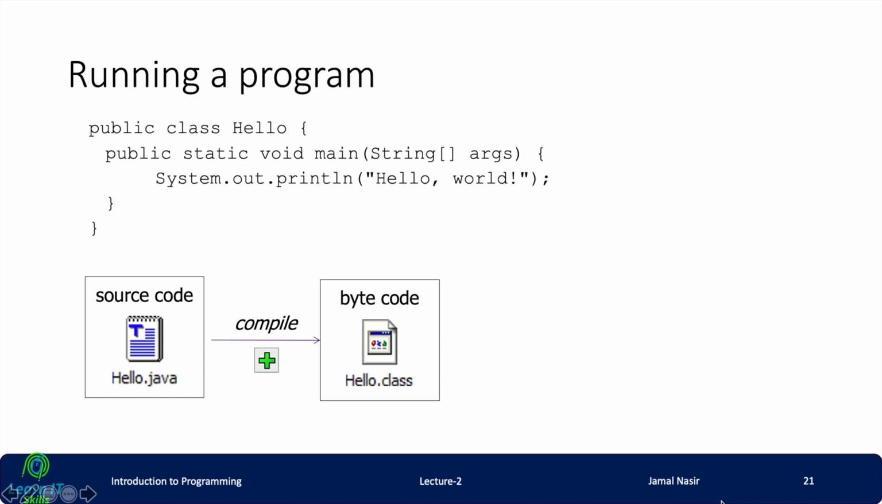Then we have to compile it with the javac command, and that javac command will convert our hello.java file into a hello.class file, and then we can execute that program. When we execute this program, it will produce hello world. So we can quickly write this code and test how to use it.